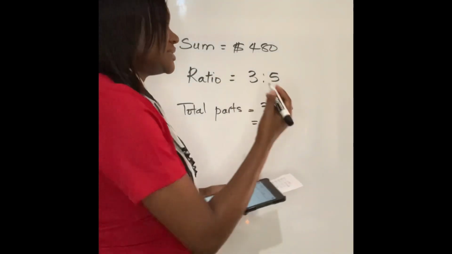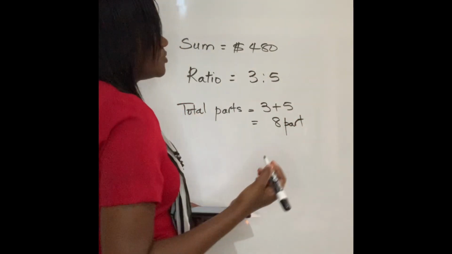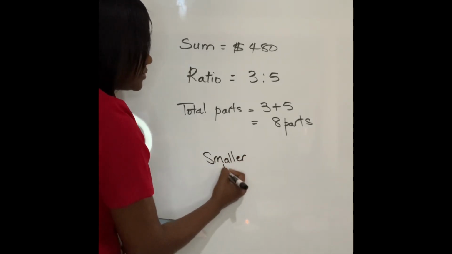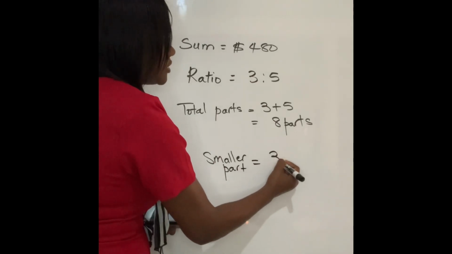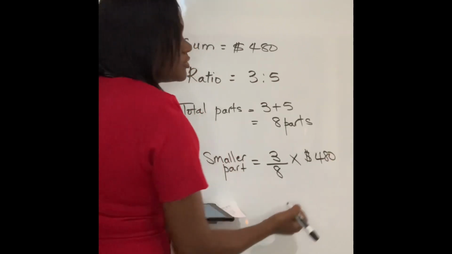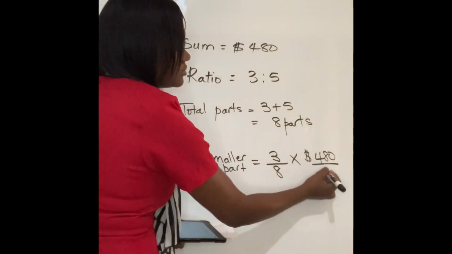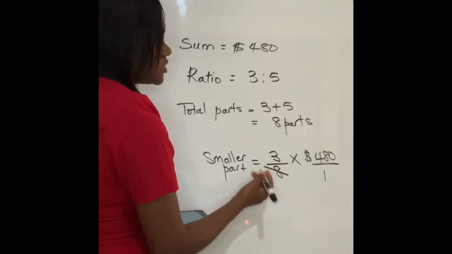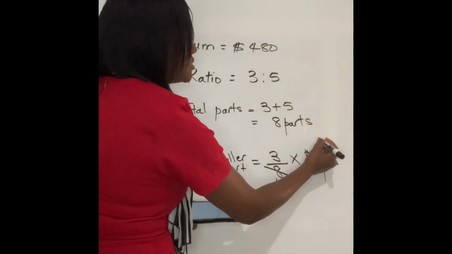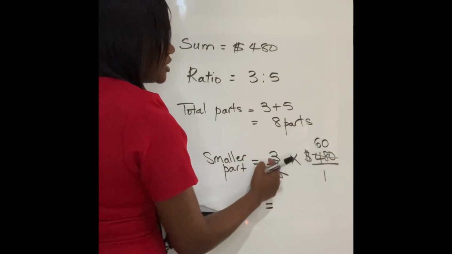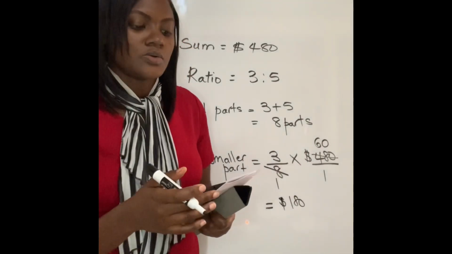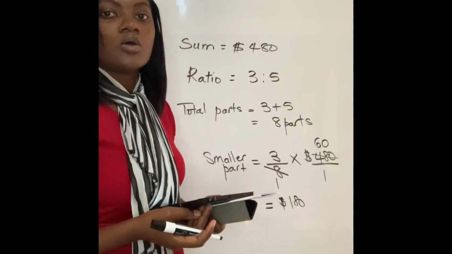Now the question asks us to find the smaller portion, so it's going to be the smaller part, which is going to be 3 out of 8 of the $480. And I'm going to put 480 over 1. So it's going to be 8. We're going to cancel where possible. So in this case, it's going to be 8 into 8, 1, and 8 into 480 goes 60. So it's going to be 3 times $60, which gives us $180. So for that one, it would have been C, 180.